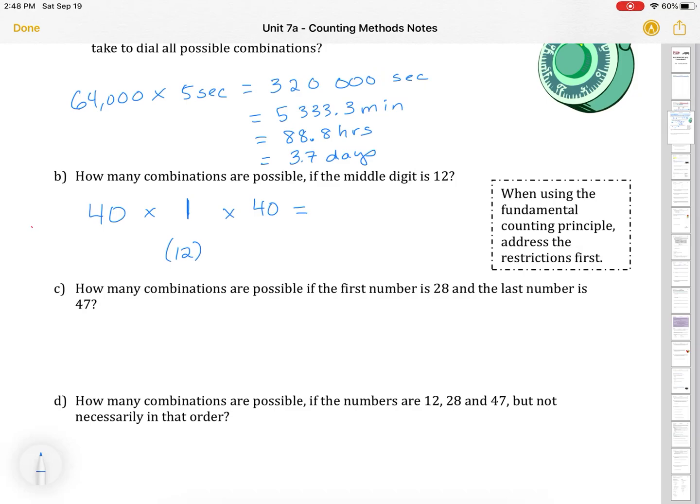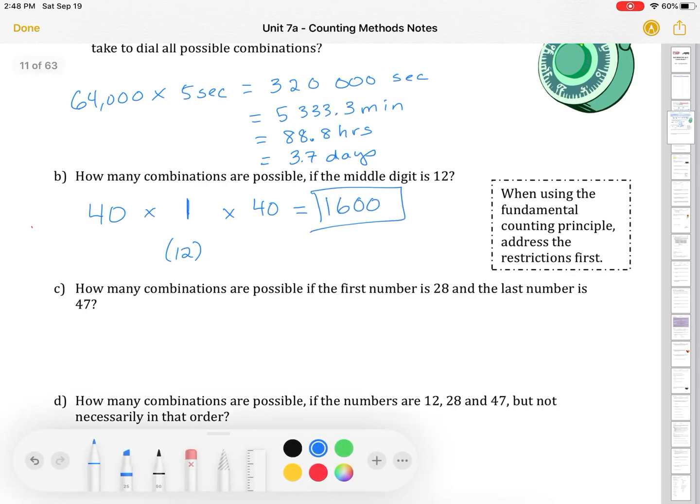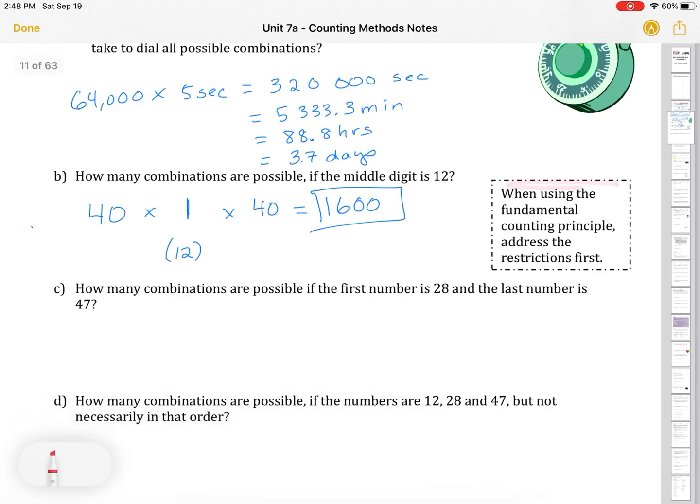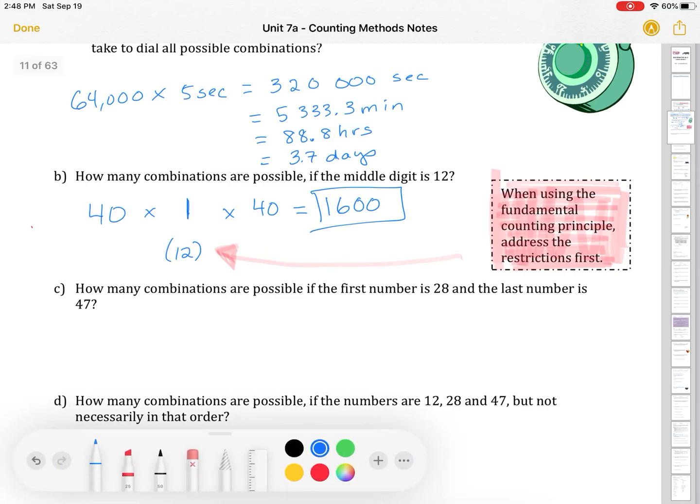So if the second digit, say you forgot your combination, you're saying, well, I got to figure it out. So I remember the second digit's 12. How many would I have to try out? Well, 40 times 40 gives us 1,600 options. Okay? So when you're dealing with the fundamental counting principle, you address the restrictions first. So the restriction in this case is that 12. The fact that there's only one option for the middle term. So make sure you take that into consideration.